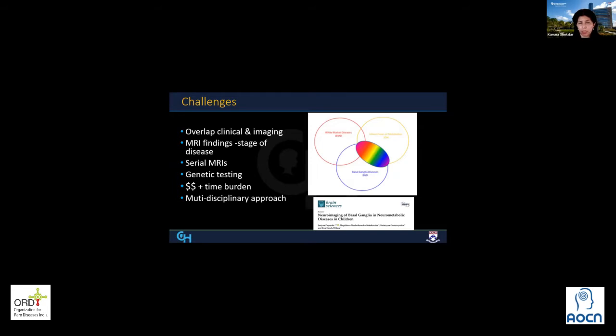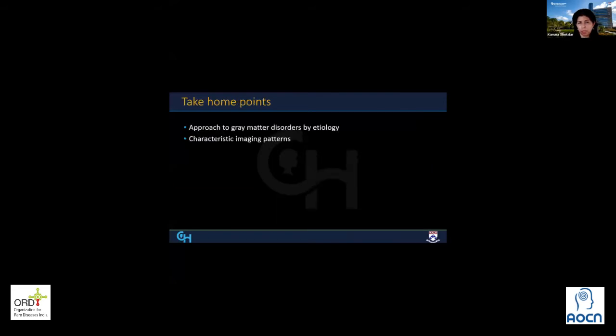Genetic testing is an important tool that we need for this diagnosis. It requires a lot of money and time to come to a definitive diagnosis, and of course, it is a multidisciplinary approach to arrive at the diagnosis.